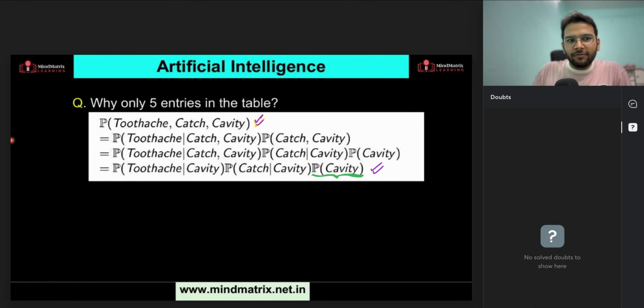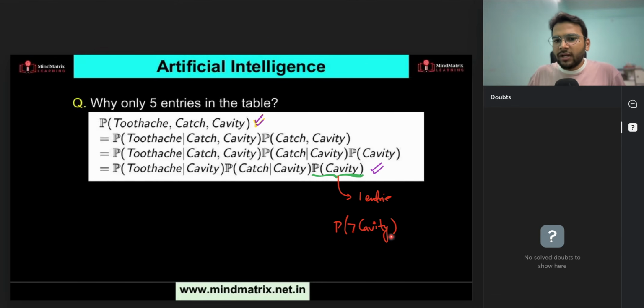Exactly, that is correct. For probability of cavity, I just need to maintain one entry. Let's say I'm maintaining the entry for probability of cavity. Then probability of not cavity, do I really need to store this value? Tell me everyone. No, because if I have the probability of cavity, I can find probability of not cavity by subtracting from 1. If I have this one entry, 1 minus this, whatever value is this, I can get the value for this one also.